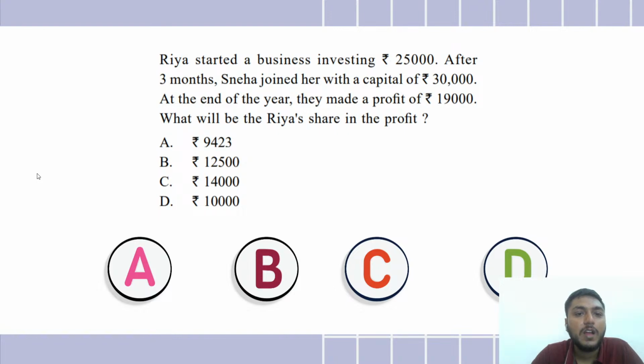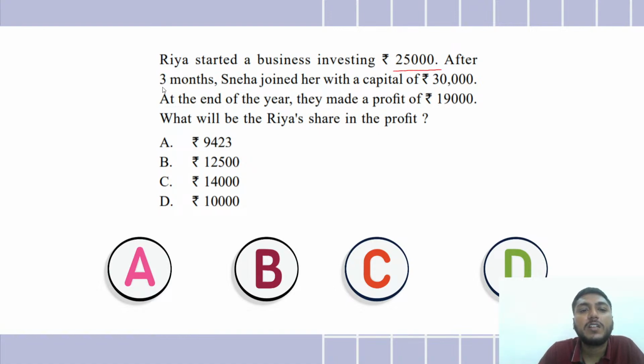Very good beta. I hope you calculated the investment amount by multiplying it by 12 and 9 respectively for Riya and Sneha, right? All right. Let us start doing the question. So investment amount is what? 25,000 rupees. The investment amount is 25,000 rupees.